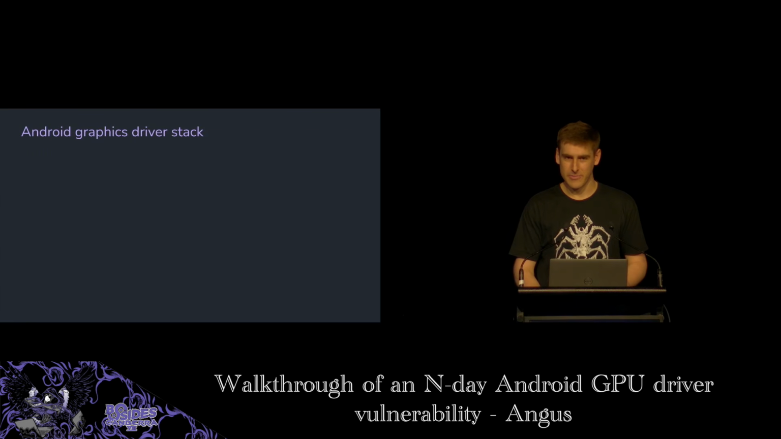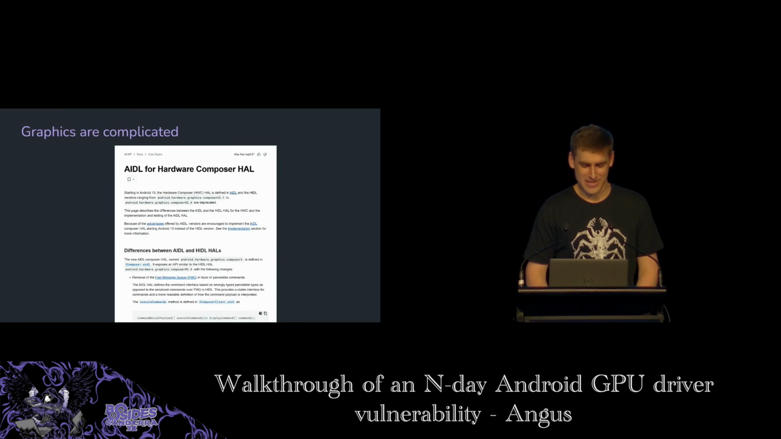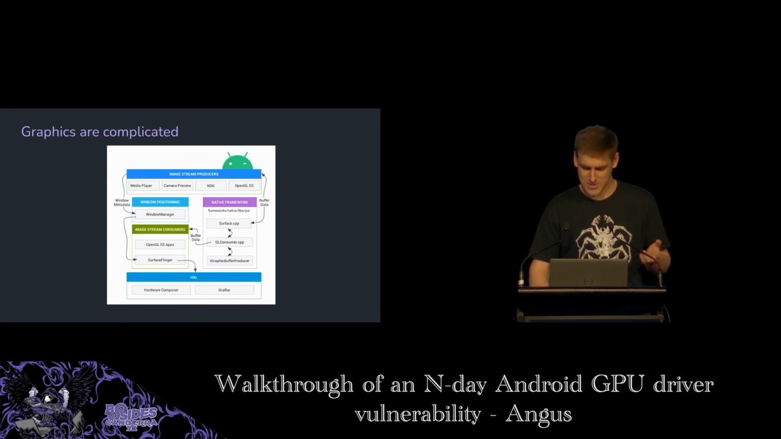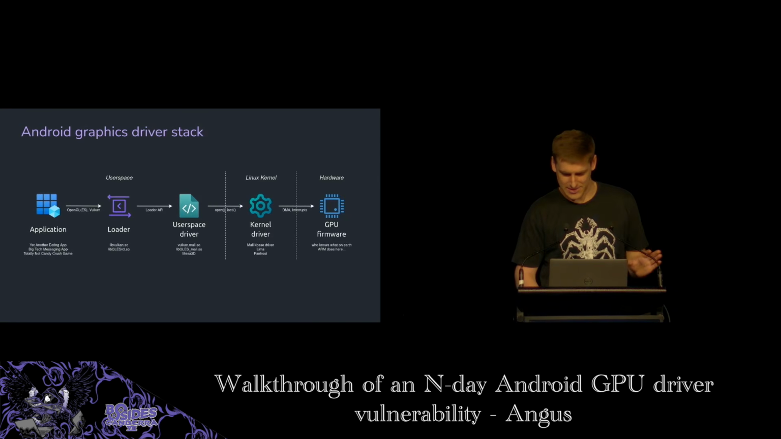For a bit of background on the Android graphics driver stack, it's a little bit complicated. When I was searching through the docs to learn about it myself, there's all these very complicated documentation pages with acronyms everywhere, like the HWC HAL is defined in the AIDL and HIDL. What does that even mean? And there's diagrams which are cool, but I don't understand half the things in them. And there's just arrows pointing absolutely everywhere. Really complicated. So I tried my best to distill it down for you.